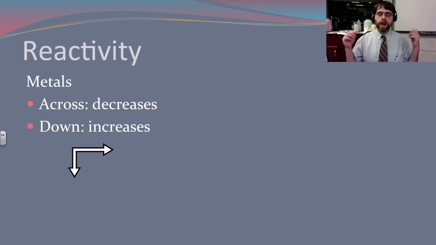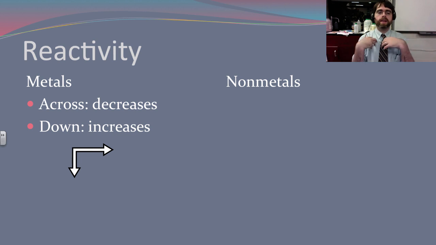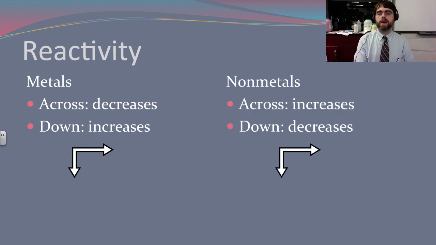And again, that goes to how readily they give up an electron, how many electrons they need to give up, and how easy it is to give up those electrons. For nonmetals, the pattern is opposite because they're wanting to gain electrons, and so the pattern is exactly opposite. As you go across, it increases, and as you go down, it decreases.